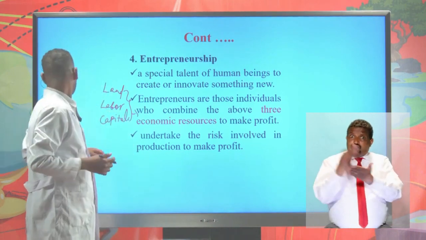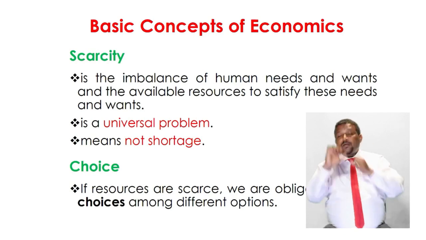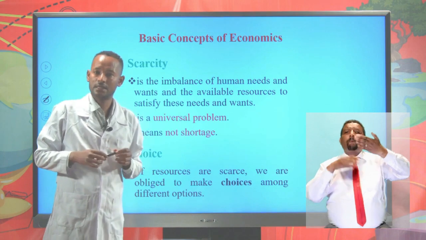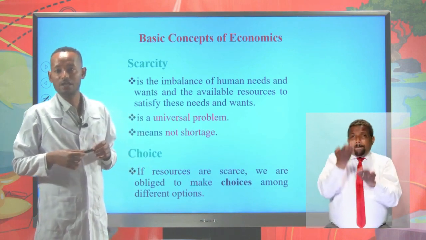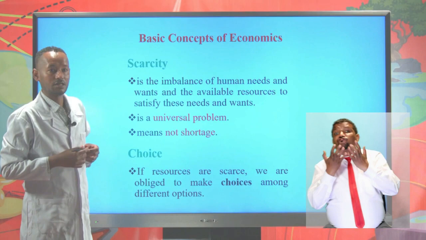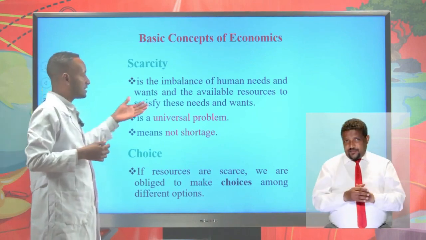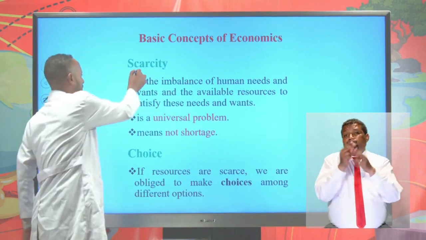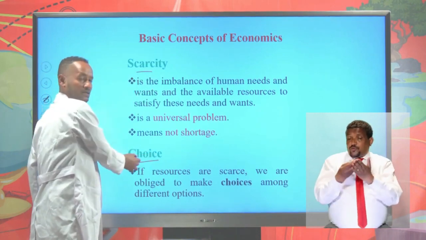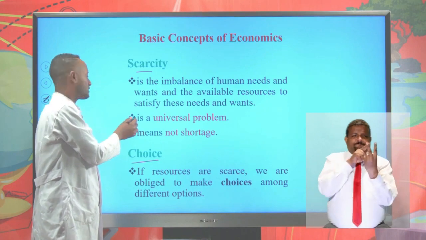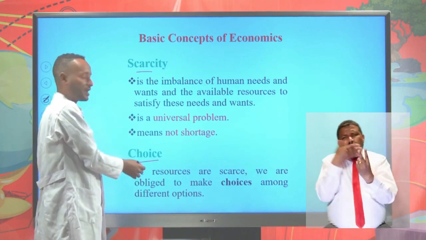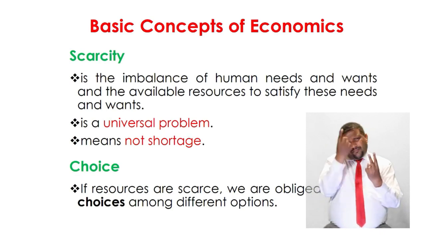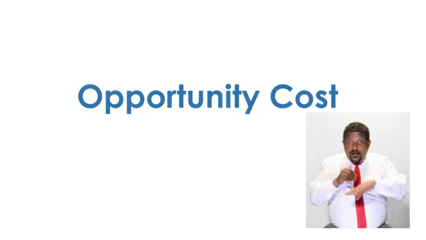Now let's see the basic concepts of economics. Under the basic concepts of economics, there is scarcity. Scarcity is the imbalance between human needs and wants, and this is caused by the limited number of resources. If there is scarcity, there is choice. That means if there is limited resource, then it leads to choice, and if we are obliged to make choice, we are going to incur cost. This cost is called opportunity cost.